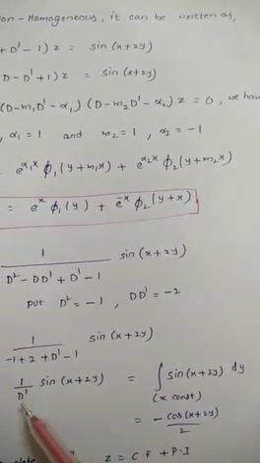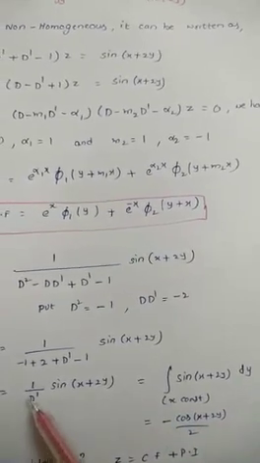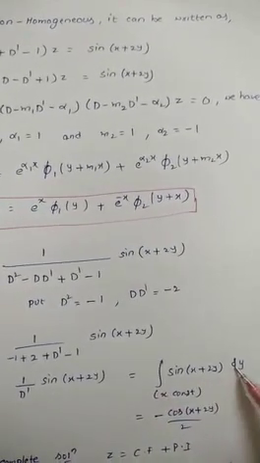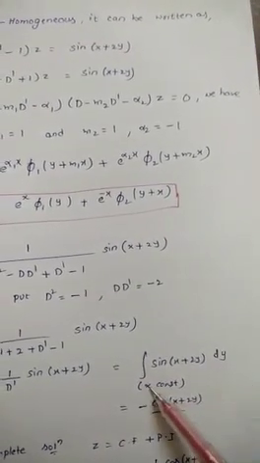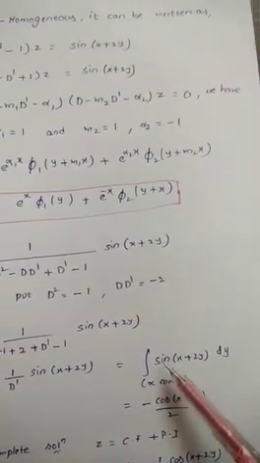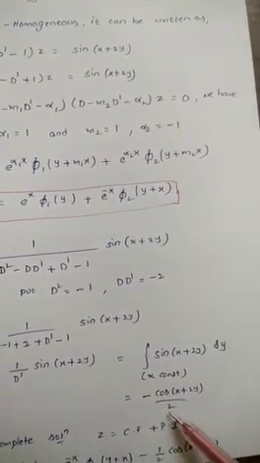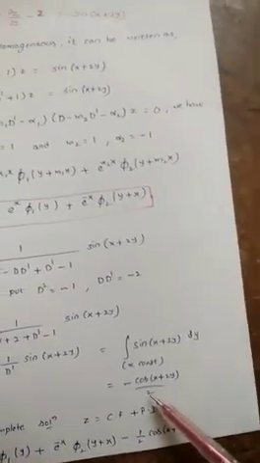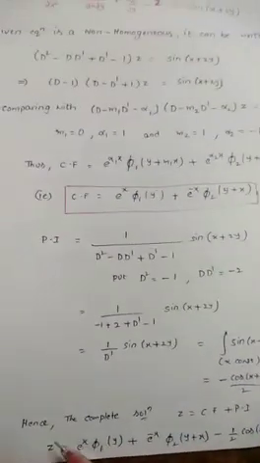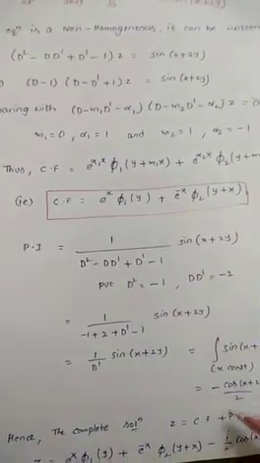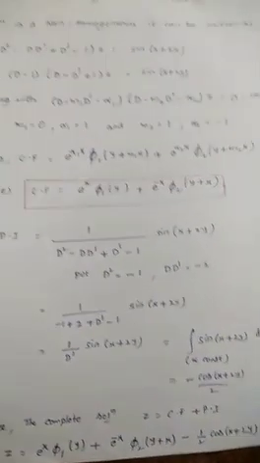But what is meant by 1 by D'? 1 by D' means the inverse operator. So we have to integrate with respect to y, not with respect to x. Suppose there is a 1 by D operator, then we integrate with respect to x, keeping y as constant. But here we integrate with respect to y, keeping x as constant. What is the integration of sin(x + 2y)? It is -cos(x + 2y) by 2. That is, the integration of sin(ax + by) is -cos(ax + by) by b. Like this, the complete solution is given by adding the two solutions, the complementary function and the particular integral, which gives the required complete solution.